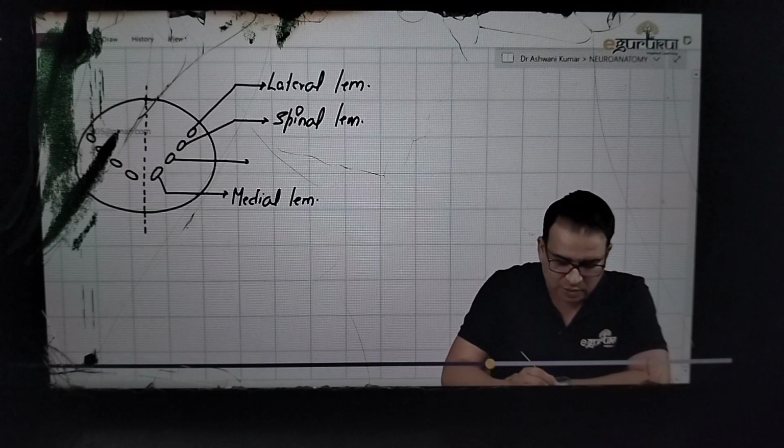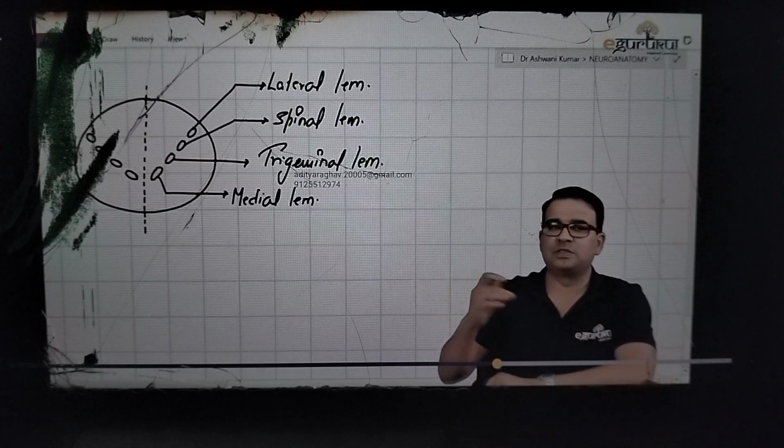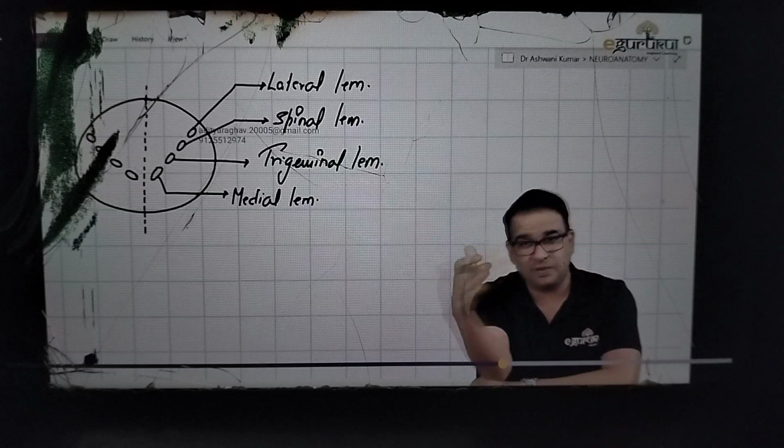And then finally the only one left is the trigeminal. So that way you can remember the sequence also. Medial, lateral, obviously. Out of the spinal and trigeminal, think of spinal lemniscus as by which tract? Lateral spinothalamic tract. Place it toward the lateral side.